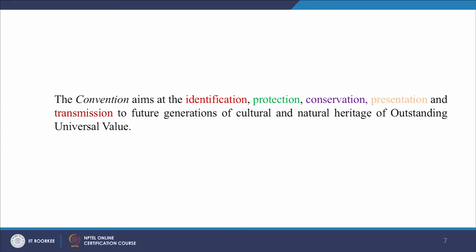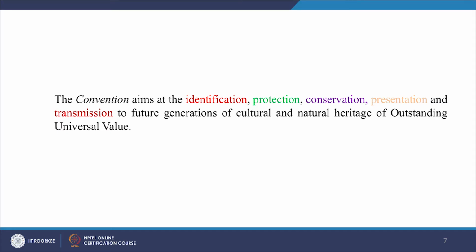Then conservation and presentation. The last part they talk about is transmission, because the reason we do all this conservation is so that this whole rich knowledge of cultural and natural heritage of outstanding universal value is transmitted to future generations. There are many things we can learn from our past and the history of mankind: how people evolved, how they developed, and how they sustained. So what we can learn from history is that history cannot be forgotten. It is there within our identity, within our landscape.